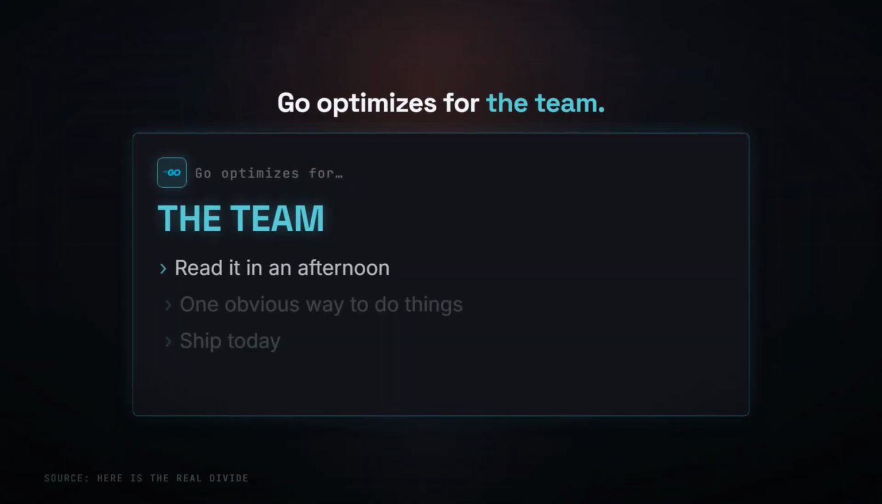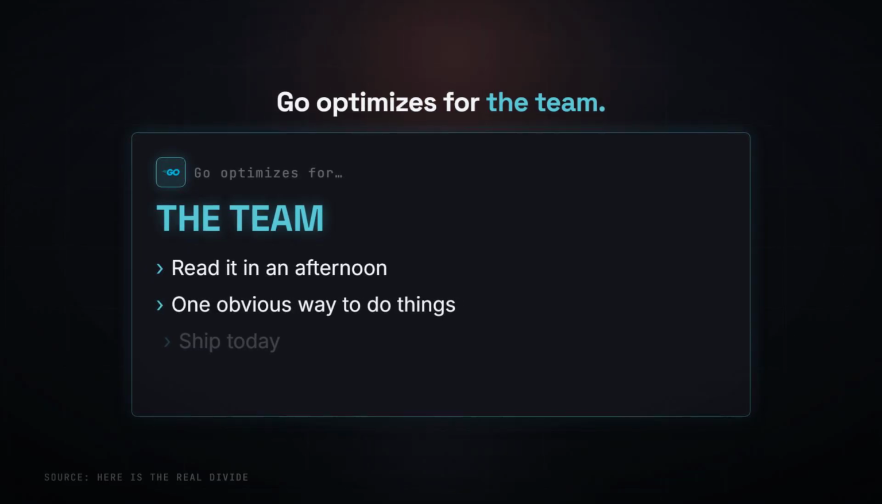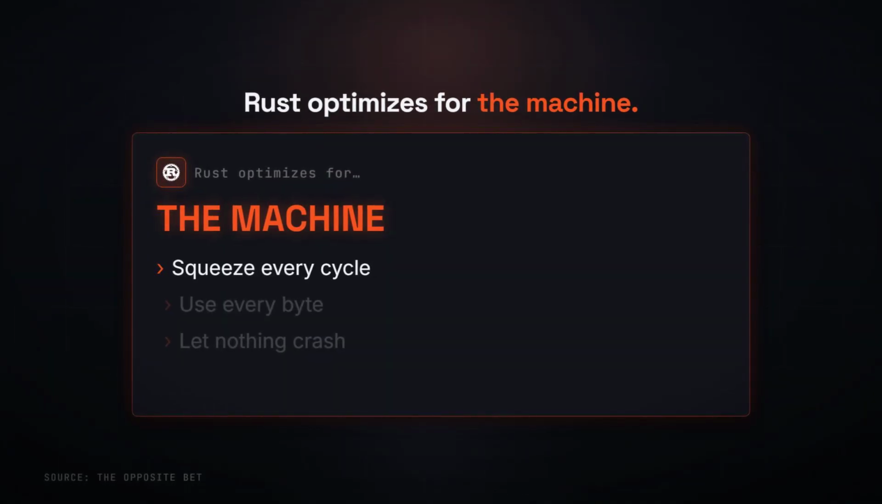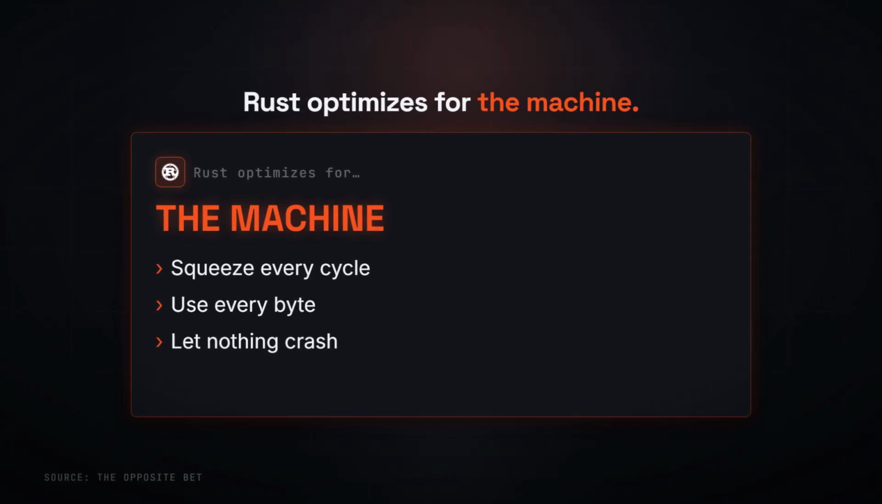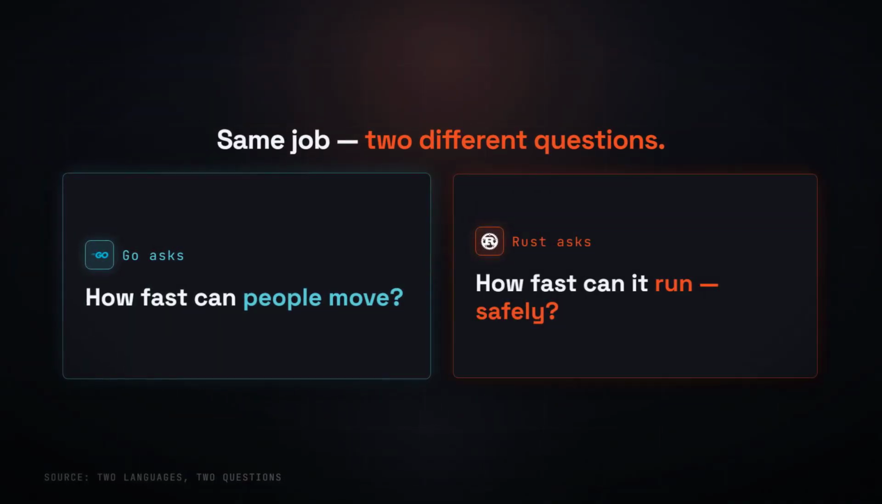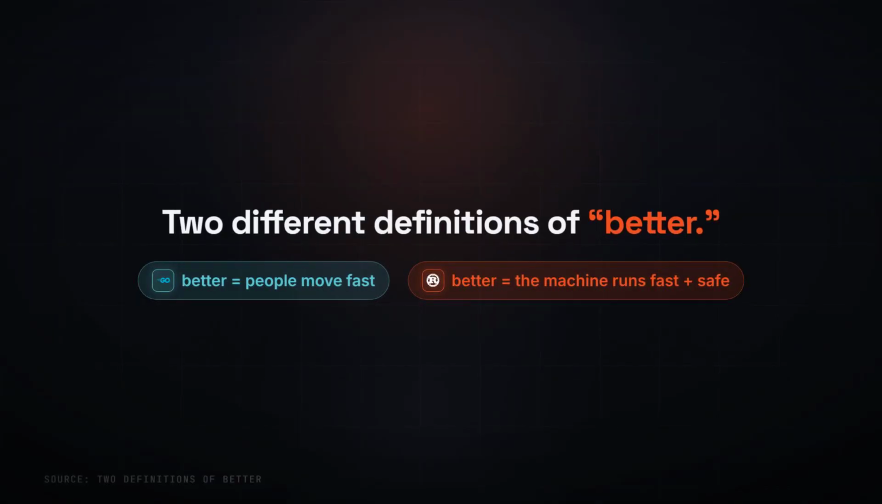Here is the real divide. Go optimizes for the team. Read it in an afternoon, one obvious way to do things, ship today. Rust optimizes for the machine. Squeeze every cycle, use every byte, and let nothing crash. Go asks, how fast can people move? Rust asks, how fast can the program run safely? Two different definitions of better.